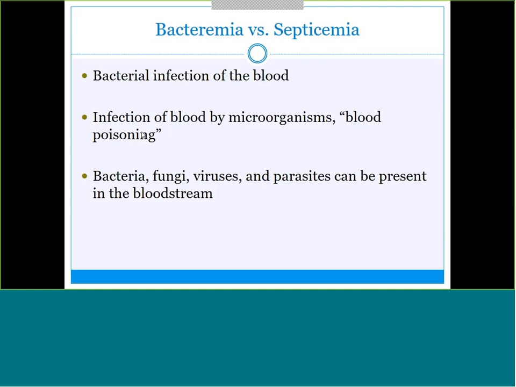So not that it's like a toxin in your, well, bacteria release toxins, but it's not like you have a chemical in your blood. You have one of the 4 microorganisms infecting the bloodstream. So that's technically the difference between a bacteremia versus a septicemia. Again, most of the time when we talk about septicemia, we usually are referring to the bacterial infection in the blood. And of course, these are very, very serious infections.